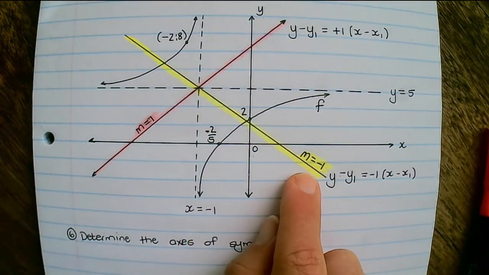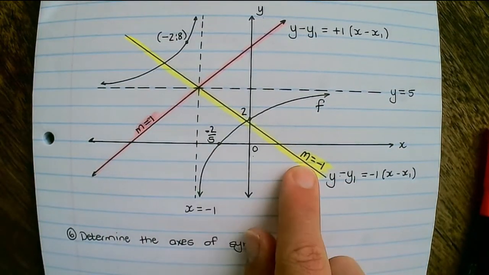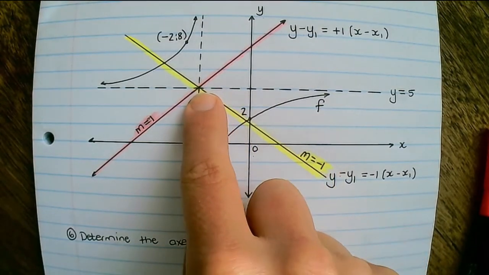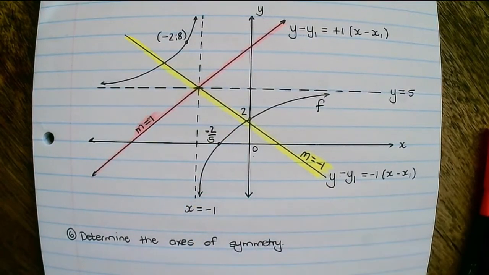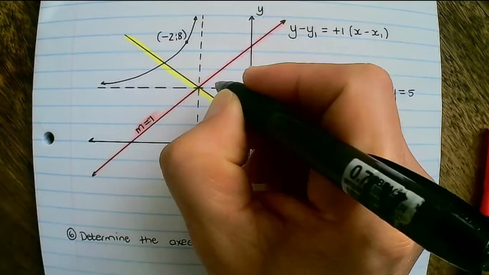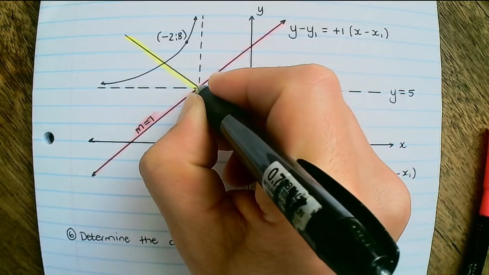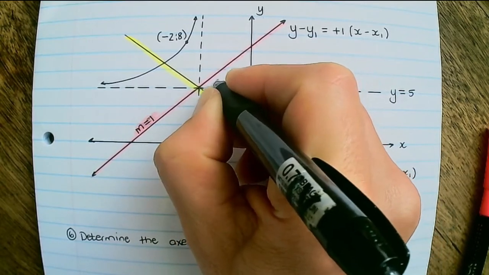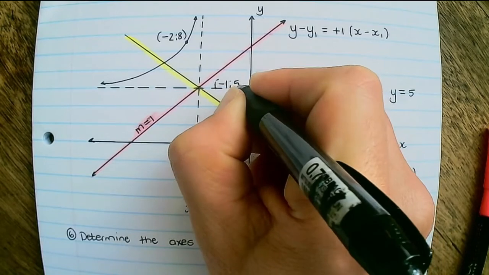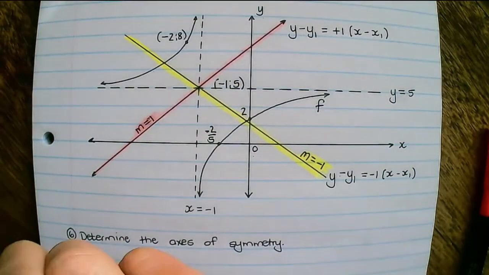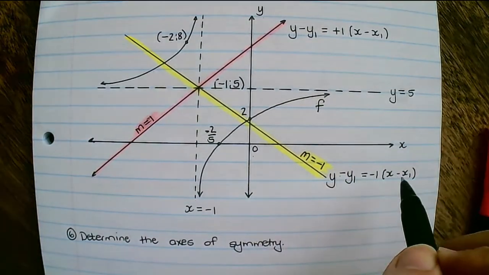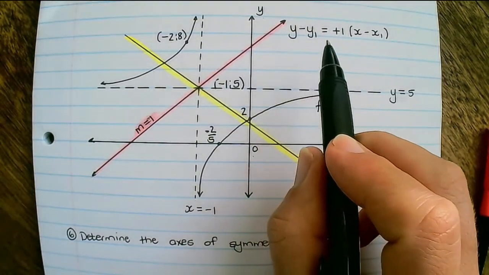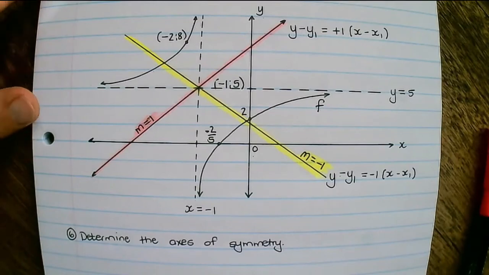And the gradient for this axis of symmetry is equal to -1. And notice it also runs through the point of intersection between the asymptotes. So now we can find this coordinate, which is x equals -1 and y equals 5. And I can use those values in the straight line equation in order to solve the equations of the axis of symmetry.